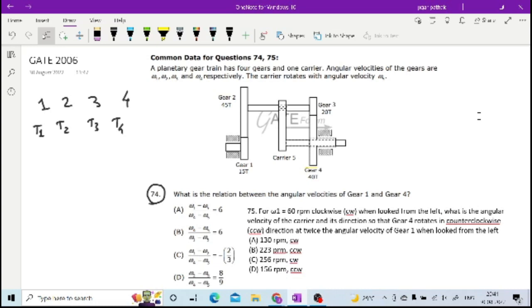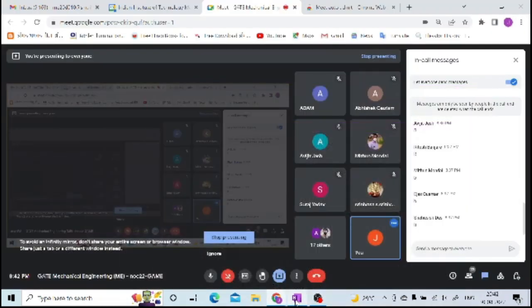Sir, would it be (omega 1 minus omega 5) by (omega 4 minus omega 5) equal to 6? Correct. So is anyone else getting that answer? Anyone else getting the answer?